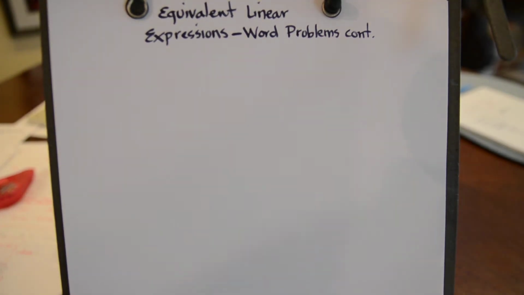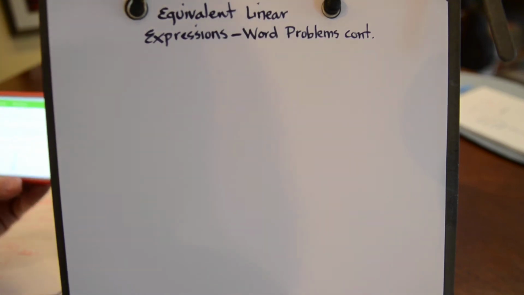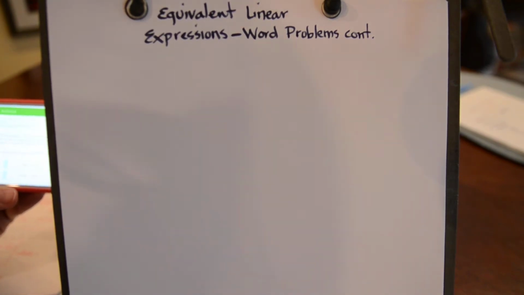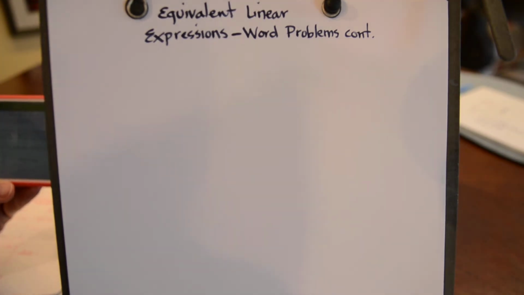Here is another word problem that's going to be asking us for equivalent linear expressions. So here is the word problem. I will read it. Lacey is hosting a movie marathon over the weekend. There will be P people at the party altogether. That means P number of people.